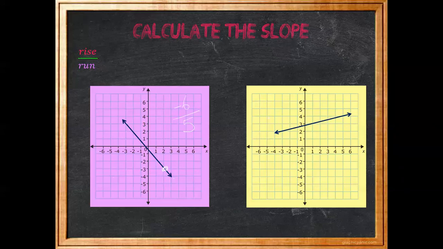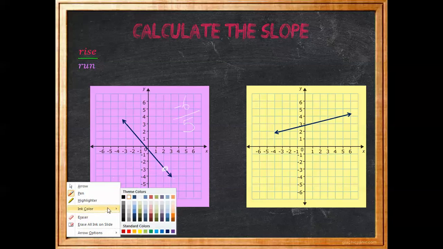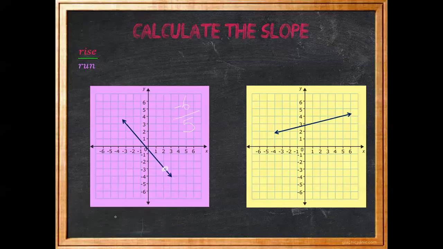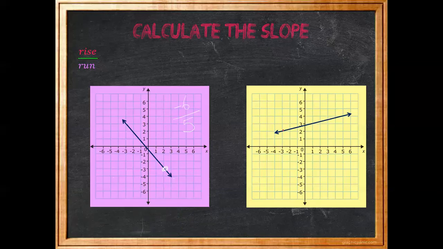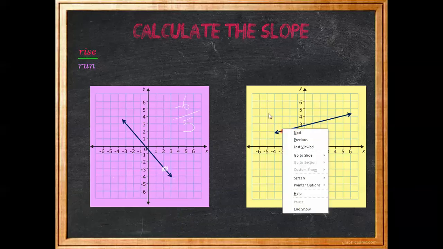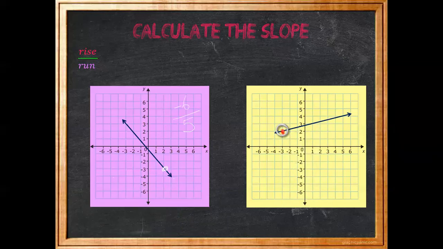All right, over here, again, we're going to find two good points. Okay, this one looks pretty good. And this one looks pretty good as well. Okay, so again, this is our positive slope, right? Because if we look at it from left to right, it's going up. All right, so now we're going to start at this point.